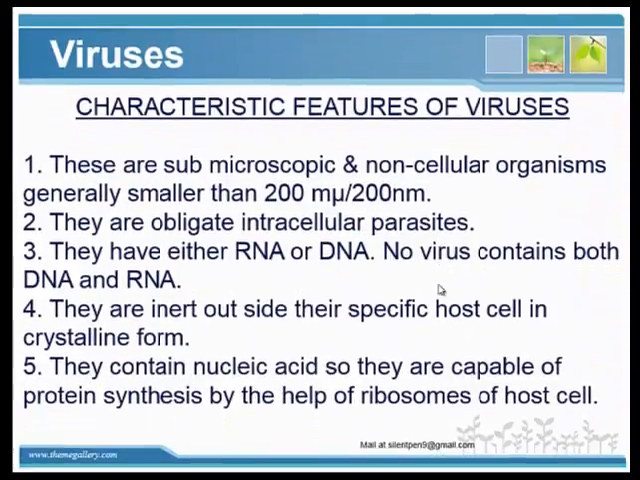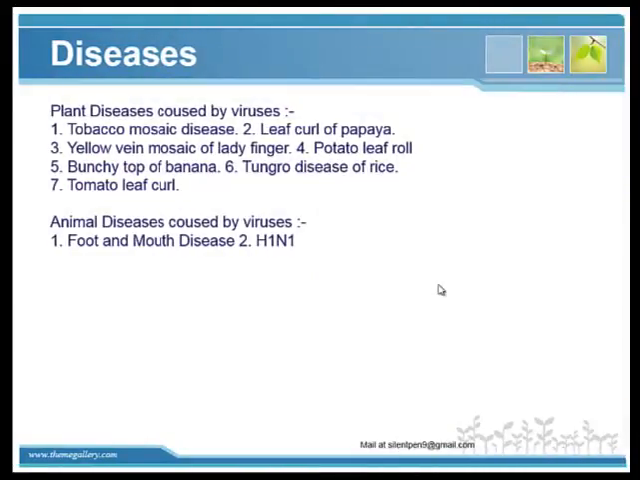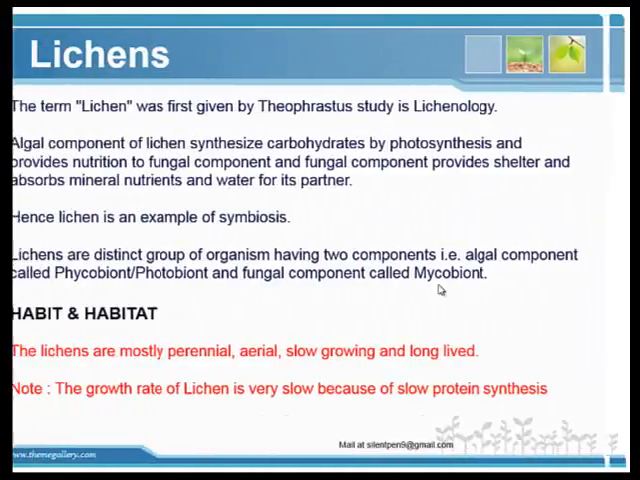Now we'll look at the viruses. Viruses are non-cellular organisms that do not follow cell theory, ranging from 200 micrometers to nanometers. They have nuclear material, either DNA or RNA. They reproduce by infecting bacteria by a process called transduction. Viroids are the smallest forms of viruses, and viruses are responsible for most of the diseases in humans and plants. You can see certain names, and next let's learn about the lichens.